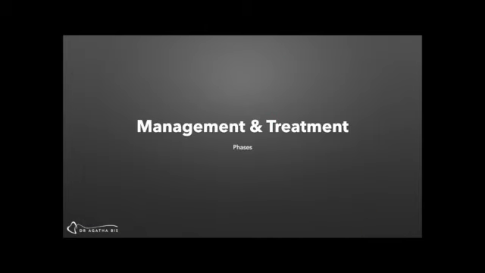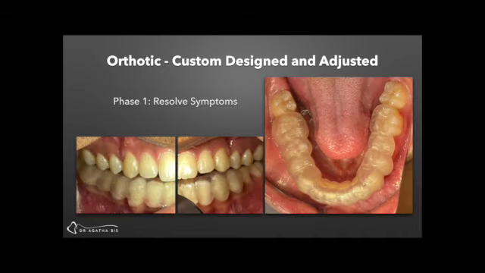Okay, so management and treatment. I get this question all the time. How do you create a template, or how do you follow a flow chart to treat these patients? And well, there is one and there isn't one. So it's kind of like in steps. Essentially, phase one for me is always to resolve the symptoms. So we put the patient into an orthotic custom designed and adjusted to their bite, their slides. Every single patient's going to be different when it comes to the adjustment of these appliances.